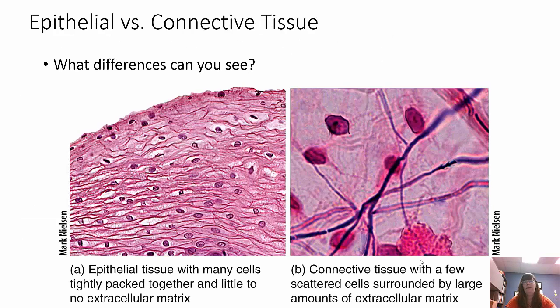So looking at the two, what differences can you see? Hopefully you notice that on the epithelial tissue side, it is really tightly packed with a lot of cells. And on the connective tissue side, the cells are kind of scattered all over the place. So since there's a lot of cells on the epithelial tissue, that means there isn't a lot of extracellular matrix, which is just the space between cells. On the connective tissue side, however, since the cells are kind of scattered all over the place, that means there is a lot of extracellular matrix.